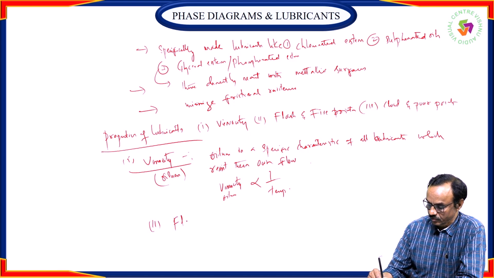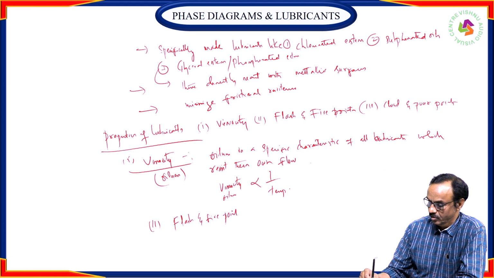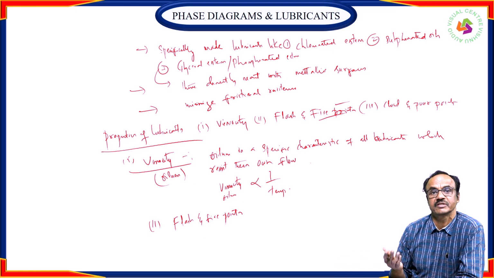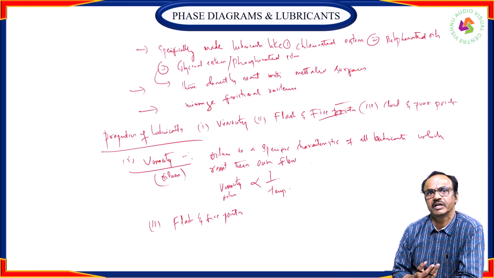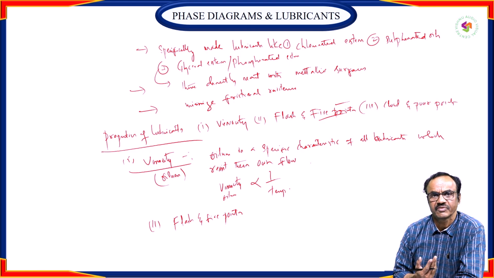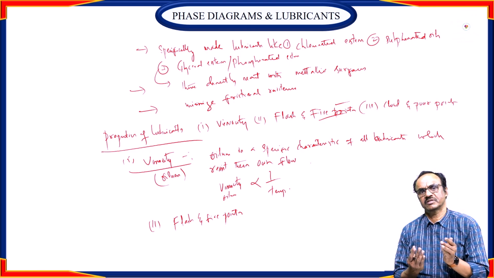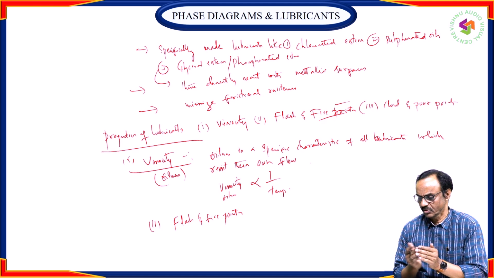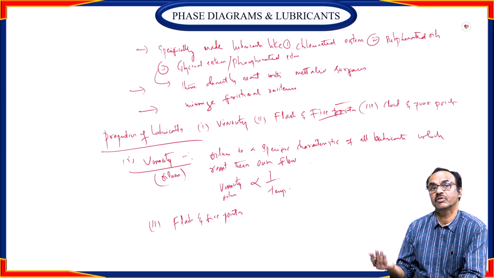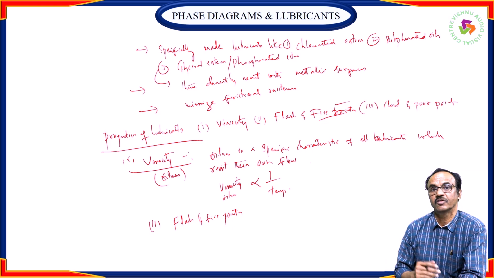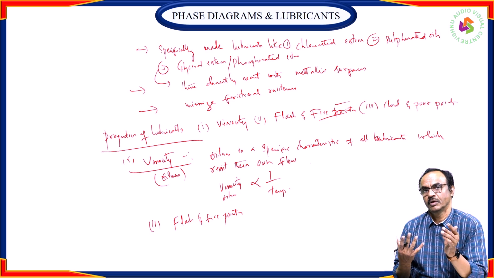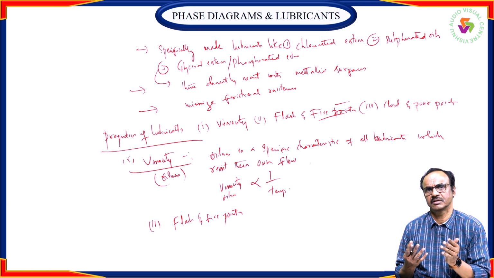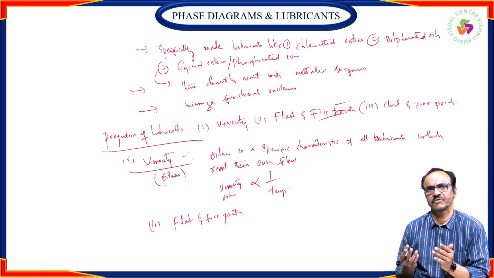Next, flash and fire points. We know the fire point very well; we experience it in daily life. Any oil, any fuel burns easily in excess of oxygen. When sufficient vapors are produced, the minimum lowest temperature is the fire point. Before reaching the fire point, the flash point is there. Vaporization takes place. All fuels and all lubricants undergo combustion and burn easily in excess of oxygen.